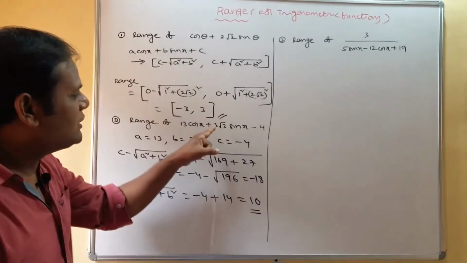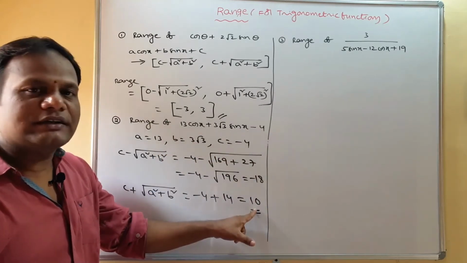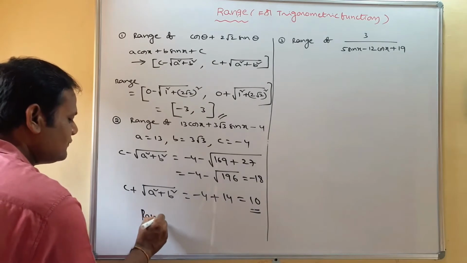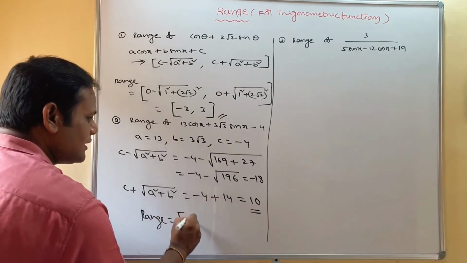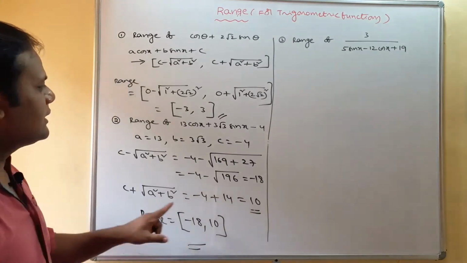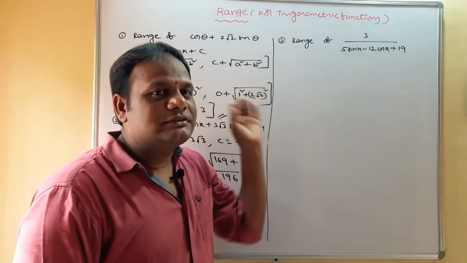What is the minimum value of this function? Minus 18. What is the maximum value of this function? It is 10. Clear? So what is the range of this function? Closed interval minus 18 to 10. This is the range of this function. Is it clear?